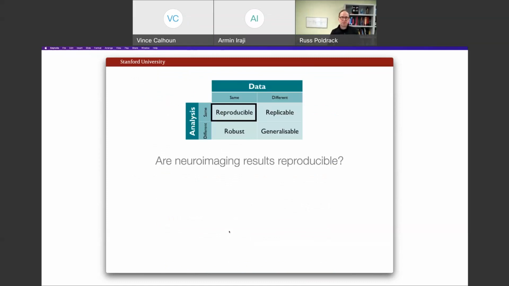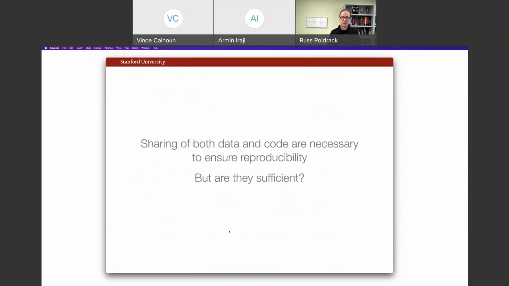Okay, finally, let's ask about reproducibility. Same analysis, same data, right? It seems like this should be pretty easy. And so we know that the sharing of both data and code are necessary to ensure that. The question is whether they're sufficient.